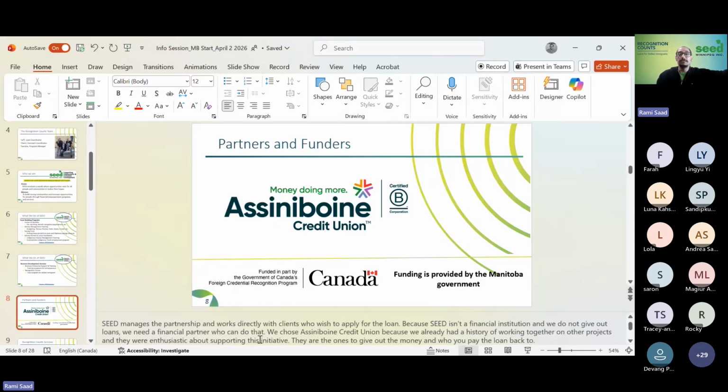SEED manages the partnership and works directly with clients who wish to apply for the loan, because SEED is not a financial institution and we do not give out loans. We need a financial partner who can do that for us. That's why we chose Assiniboine Credit Union, because we already had a history of working together on other projects, and they are very enthusiastic and supportive of the initiative. They are the ones who give you the money, and you pay the loan back to them. All right.